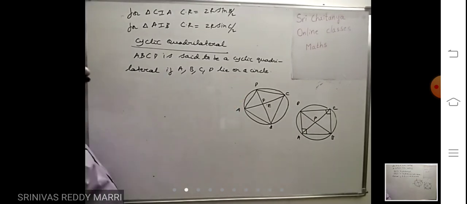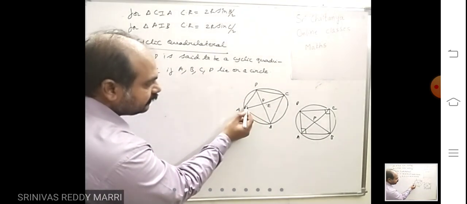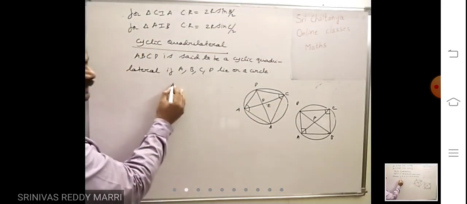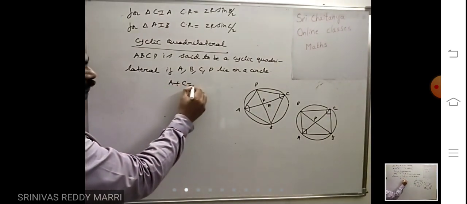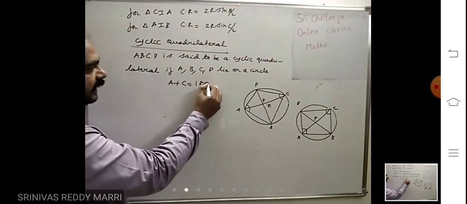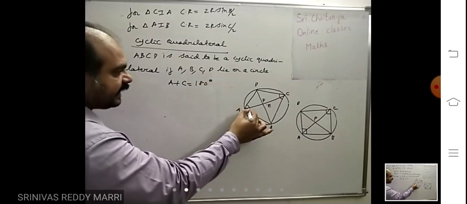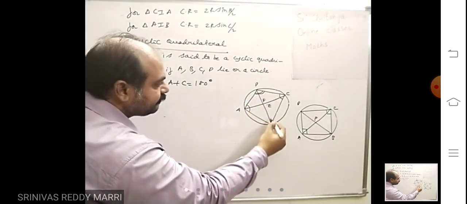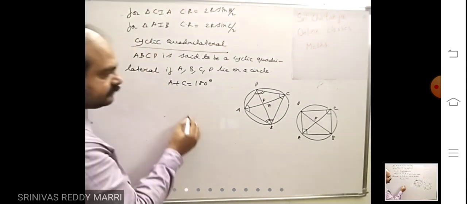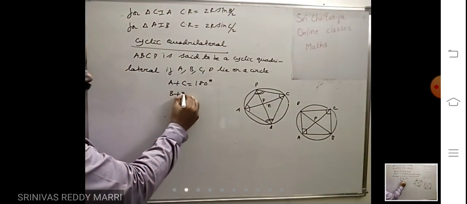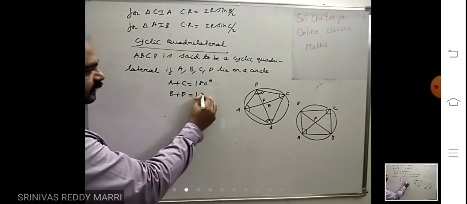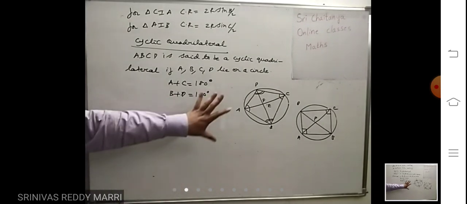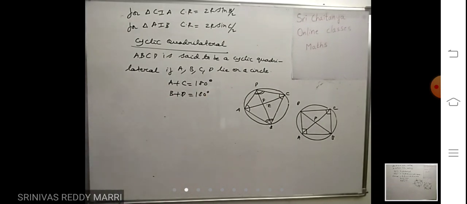What is the property in a cyclic quadrilateral? Look at here, one property. This is angle A, this is angle C. Opposite angles will be supplementary. That means A plus C is 180 degrees. This angle plus this angle is 180 degrees. Similarly, this angle and this angle is 180 degrees. This is the property in a cyclic quadrilateral.